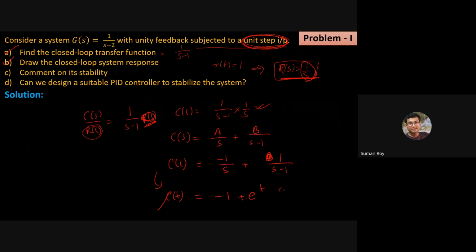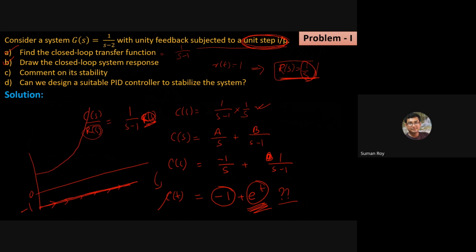Now the question is how it looks. It is a perfectly fine answer, but if you want to visualize it, how does it look? Suppose how this minus 1 looks. The minus 1 signal looks like this one. That is the minus 1 value, right? Let's say this is 0. So minus 1 looks like this. Understand? So this is the minus 1 signal. What about this e to the power t? e to the power t looks like this one.